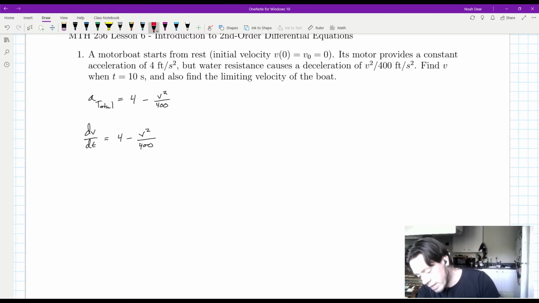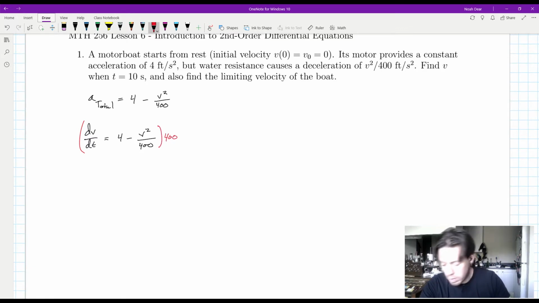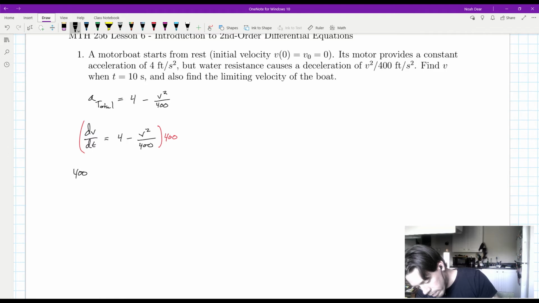We're going to go ahead and take this and multiply both sides by 400 to clear out the denominator. And when I do that, we will go ahead and get 400 dv dt equals 1600 minus v squared.